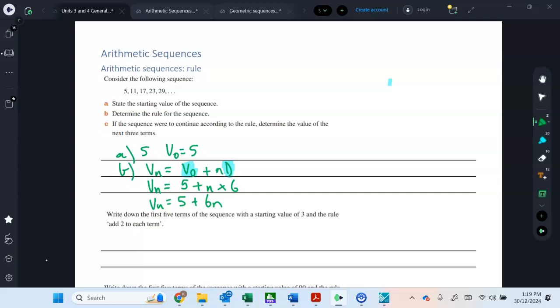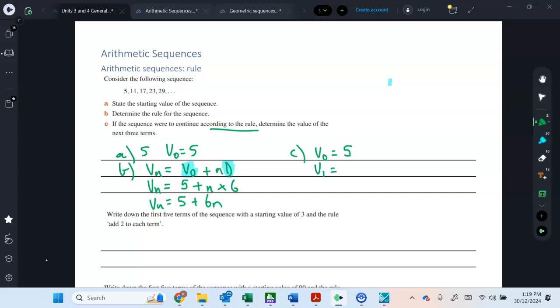Now, if we were to continue using this rule, let's write down the next 3 terms. So this is part C. Our initial term, which is V0, is 5. Now I'm going to use the rule for each one.